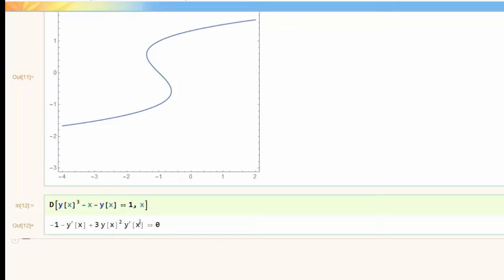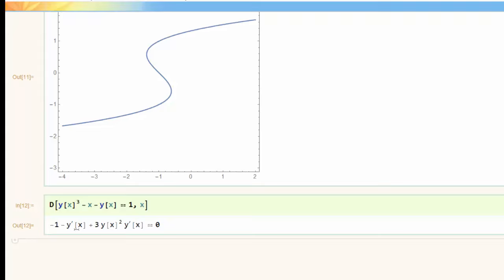What I want to do is take the derivative of this with respect to x. Of course, when doing this with Mathematica, I have to make sure I tell Mathematica that y is a dependent variable and it depends on x. I'll do that everywhere I see a y. Now that I've set up my command, I can run this, and I can see that I have calculated the derivative of this equation implicitly.